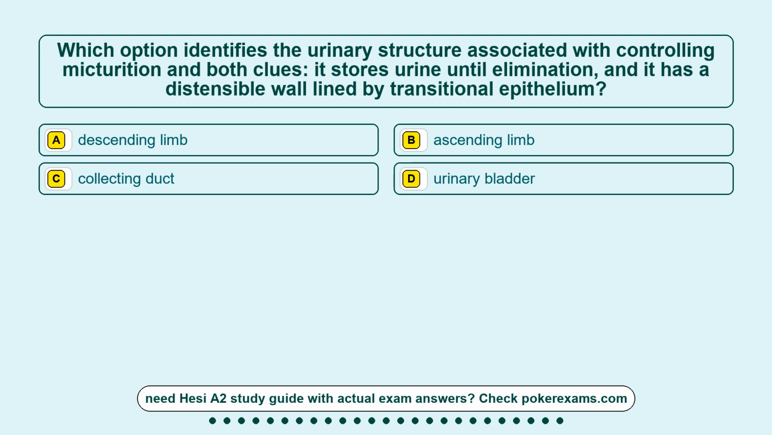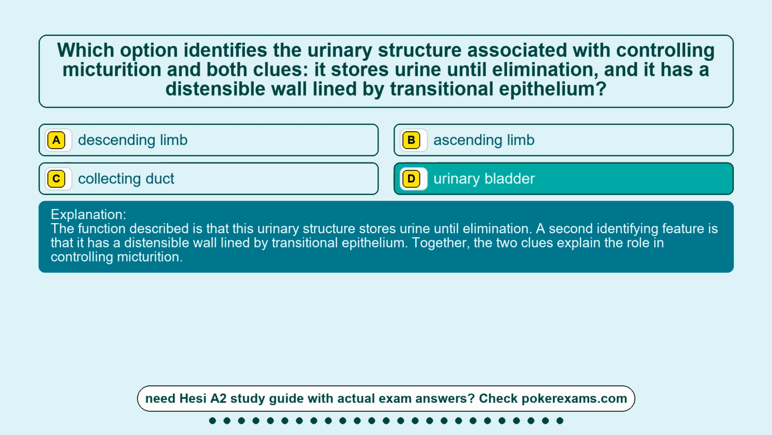It stores urine until elimination, and it has a distensible wall lined by transitional epithelium. Option A, descending limb. Option B, descending limb. Option C, collecting duct. Option D, urinary bladder. The correct answer is option D, urinary bladder.